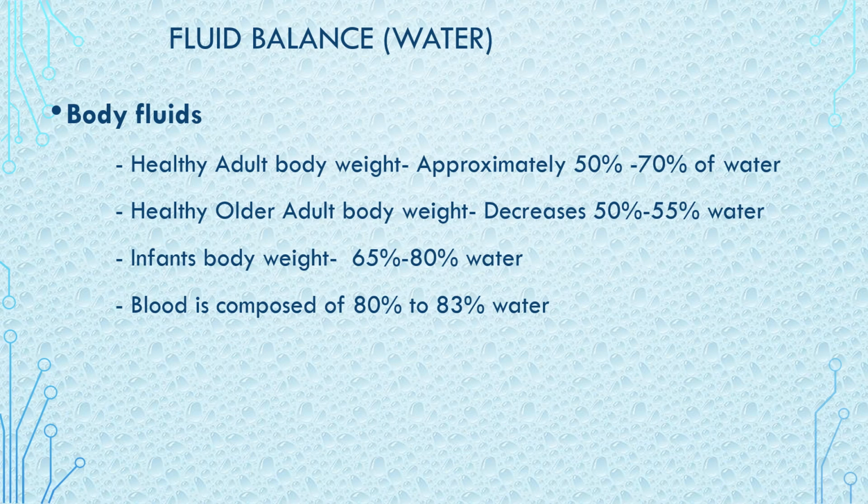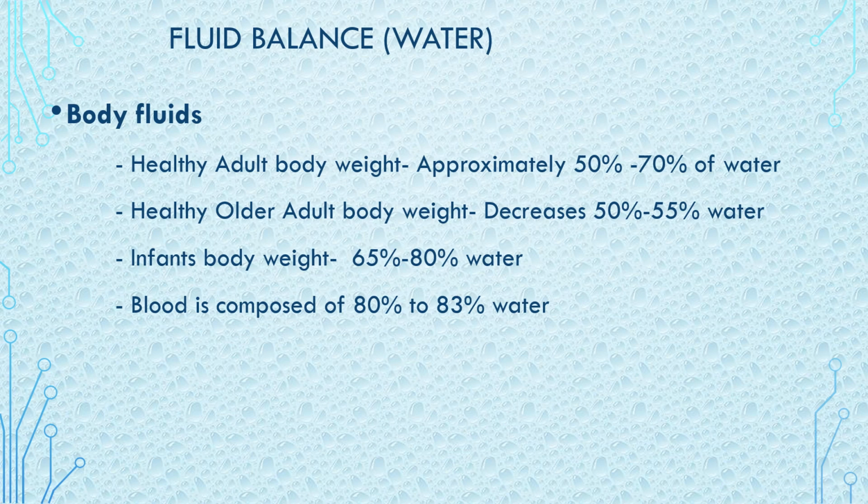Water comprises approximately 50 to 70% of a healthy body weight. In a healthy older adult, it decreases as we age to 50 to 55% water. And infants have a higher percentage, which is 65 to 80% water. So this is something to keep in mind.